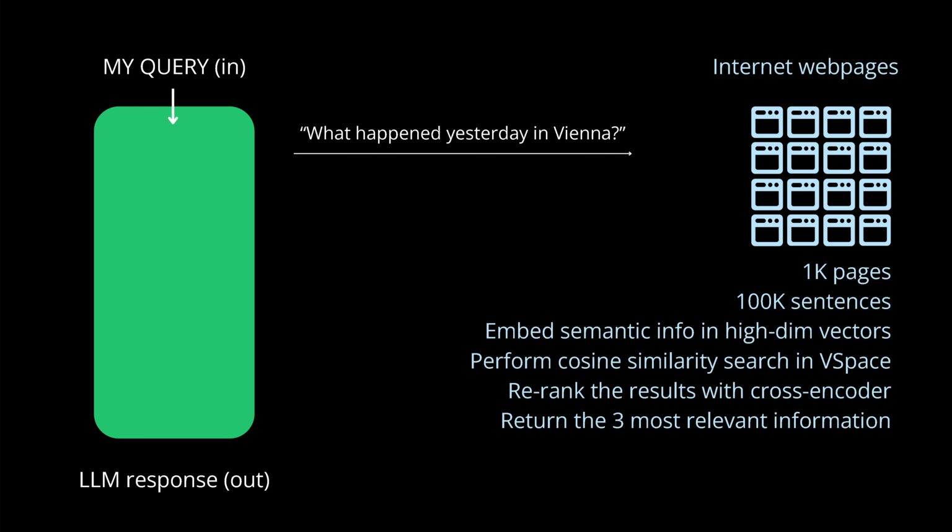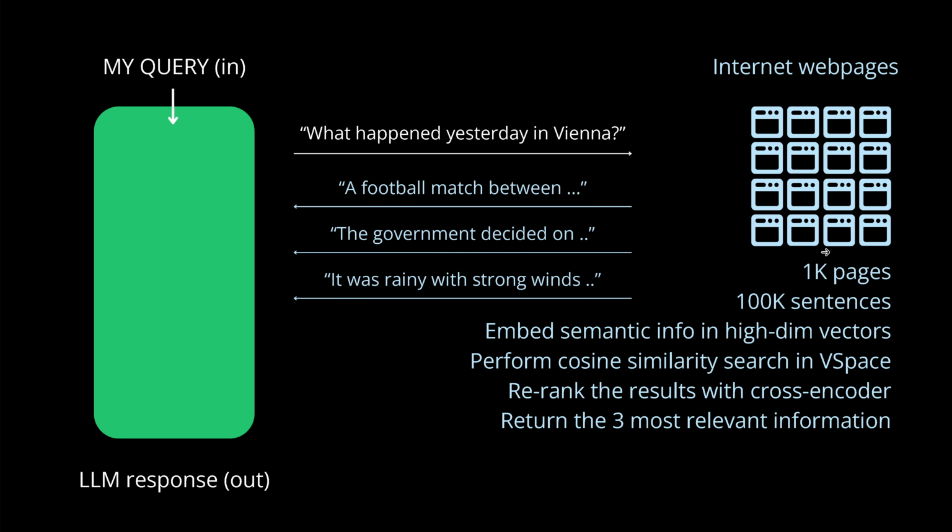But as I showed you in my last video, all this information is embedded in a semantic vector space. We perform a cosine similarity search in the vector space. We re-rank the result with a cross-encoder, and we return the three most relevant information pieces back to our LLM. And here we have it. So we have three sentences that come back from the complete internet search or vector store search or RAG-based API search, whatever you have. And those three sentences say, hey, yesterday in Vienna, a football match between, well, I don't know, or the government decided on something very important, or hey, it was really rainy with strong winds. So you get back three information pieces, three sentences.